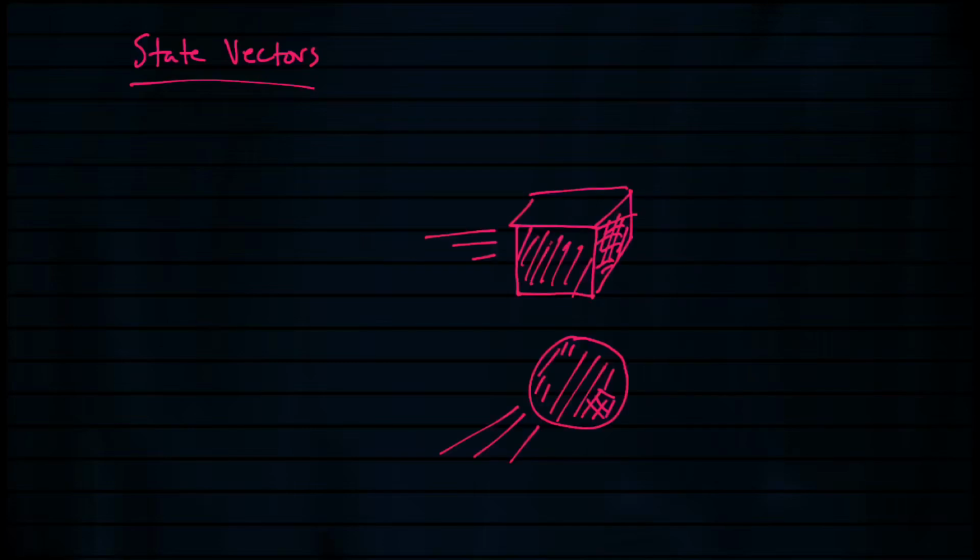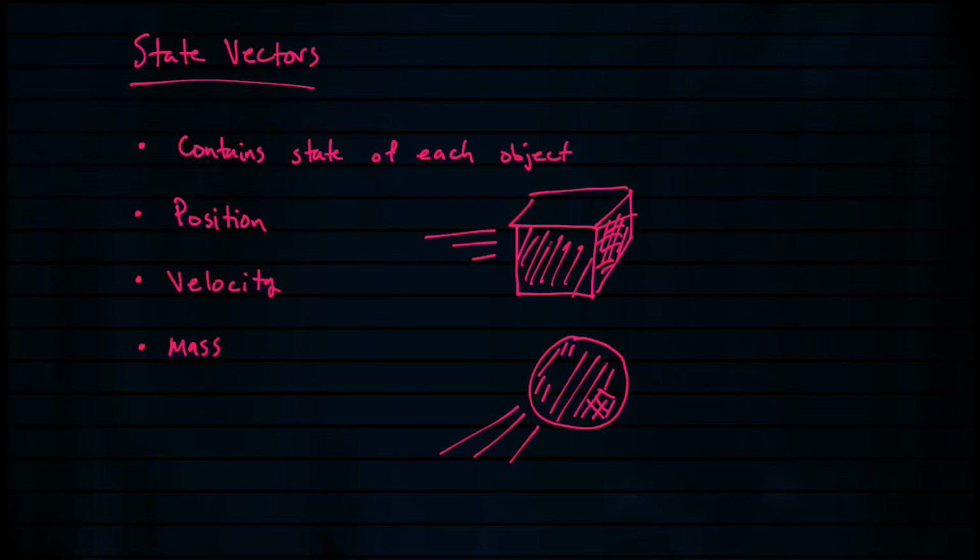Let's say we have a set of objects, and we want to use a state vector to contain what each object is currently doing. So we might include things like position or velocity, mass, etc. This basically enables us to maintain a consistent or coherent notion of what the entire system is doing at any given time. With this concept in mind, let's go on and talk about integration.